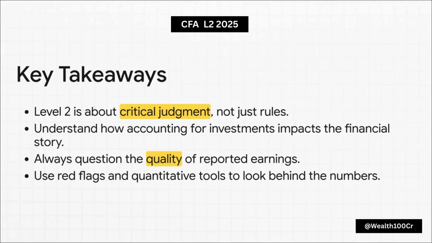Okay, let's wrap this all up. What are the key takeaways? First, Level 2 financial statement analysis is all about moving beyond the rules and applying critical judgment. You have to master how accounting for investments shapes the story. But above all, you must always question the quality of the earnings being reported. Use those qualitative red flags we talked about and back them up with quantitative tools like the Beneish model to really get behind the numbers and find the true story.